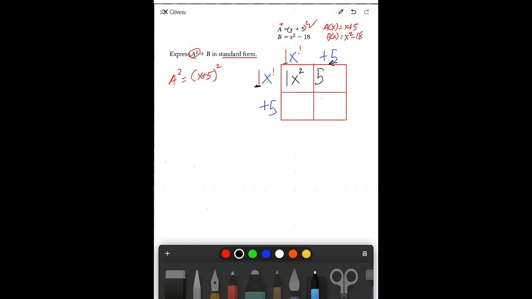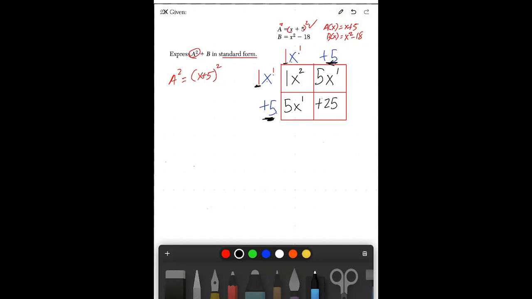And then since this one doesn't have an x term, this is just going to be x to the first. Same thing down here. It's going to be a positive 5 times 1. So that's going to be a positive 5. And then since this doesn't have an x term, this is just going to be x to the first power. And then we got a positive 5 times a positive 5. That's going to be a positive 25.